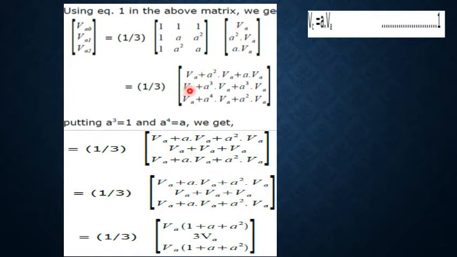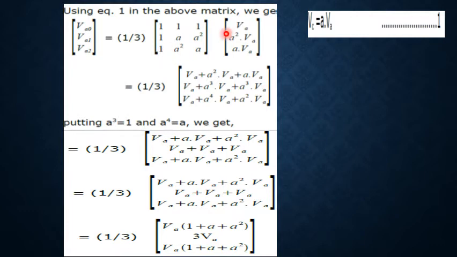So 1 into Va plus a is getting multiplied with this second value, so a into a square into Va. So a square into a is nothing but a cube. Yeah, a cube into that remaining value is Va. Then a square is getting multiplied with this once again a value, so a square into a is nothing but a cube into Va.